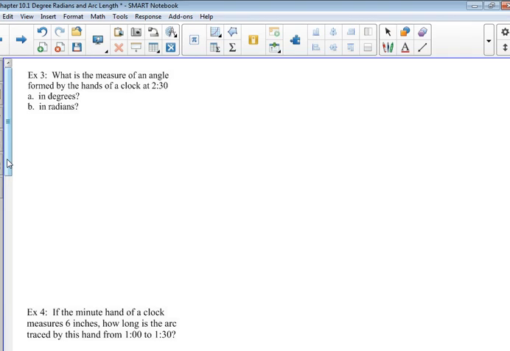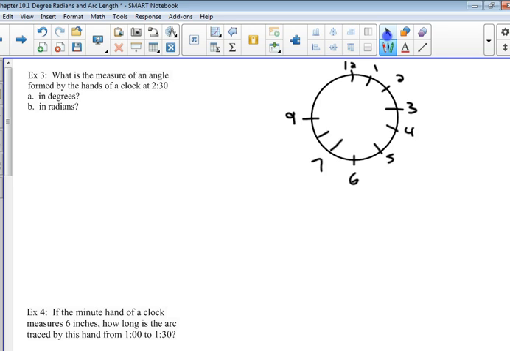Yep, that's a good idea. I would draw a clock. Sounds like a good plan. Okay, we're talking about a clock, so let's get a picture. Alright, so I'm going to label a clock. That's a little off. So that looks a little better.